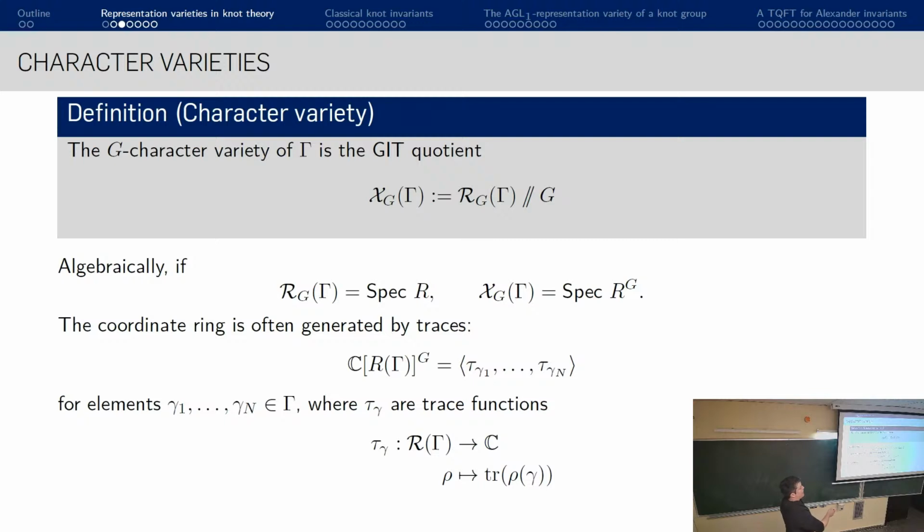Obviously, that function is G invariant. It's invariant by conjugation because it's defined by a trace. And it can be proved that the ring of invariant functions is generated by trace functions. Okay, and then you also have the inverse. This is pretty much the general picture.